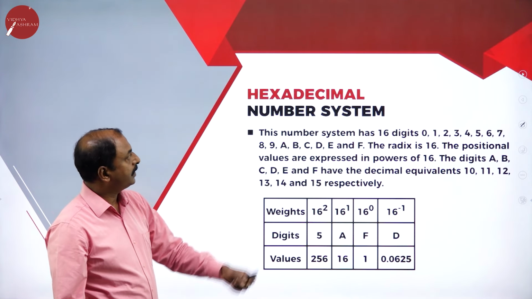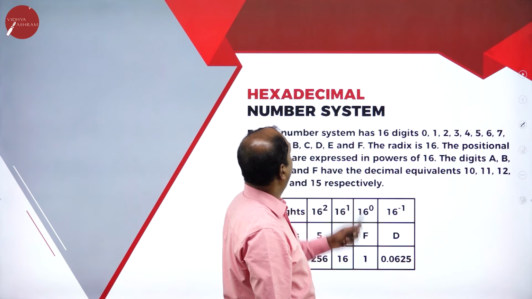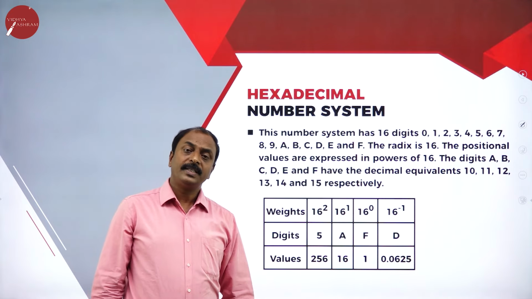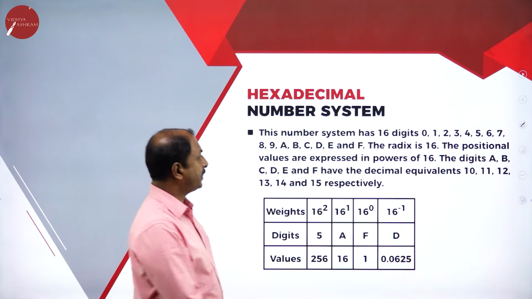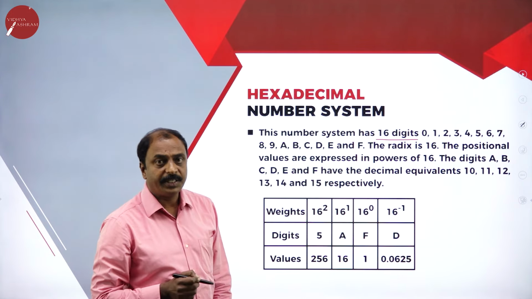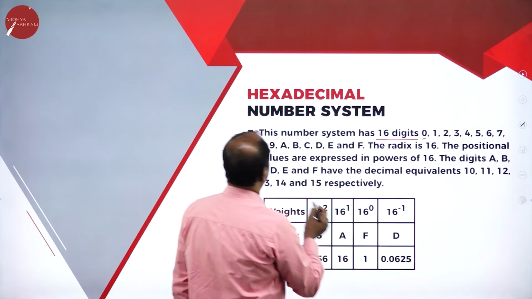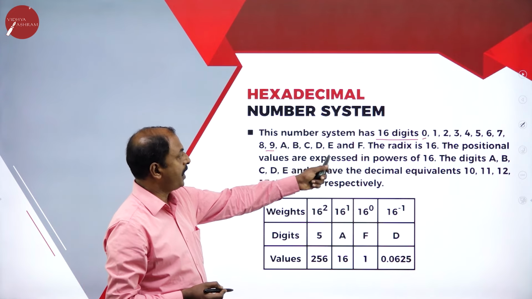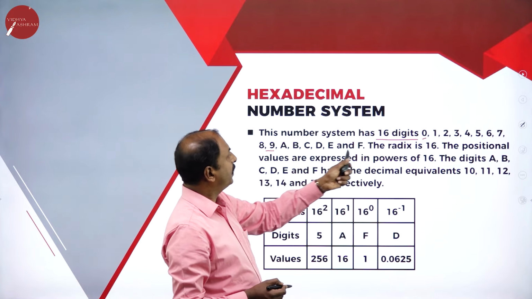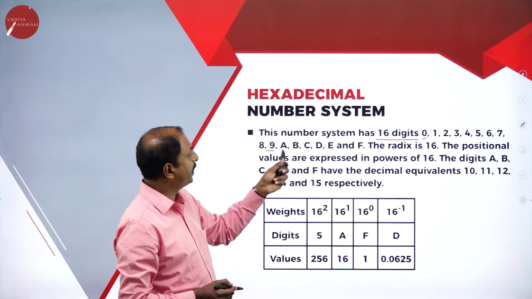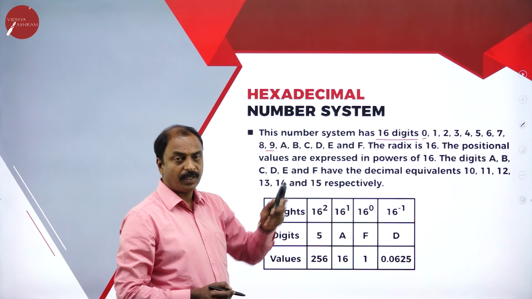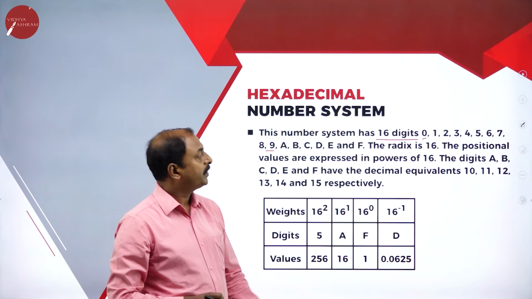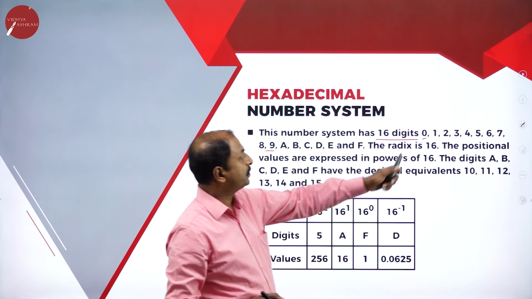Now let us move on to the next number system, that is the hexadecimal number system. Hexadecimal: hexa stands for 6 and decimal for 10, so hexadecimal is to the base 16. This number system has 16 digits, starting from 0 up to 9, and after 9 we represent A, B, C, D, E and F. So from 0 up to F there are 16 digits, and even A, B, C, D, E and F have values. The base or radix is 16. So what are the 16 values? It is from 0 up to F.